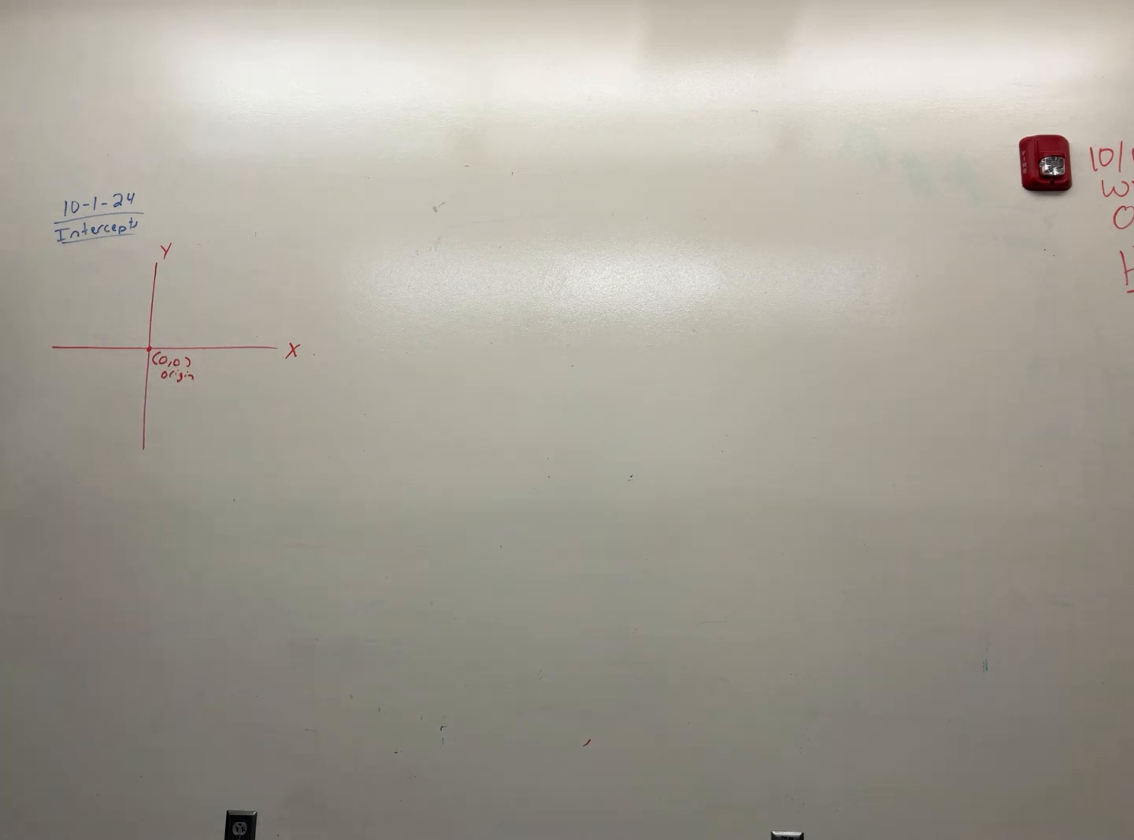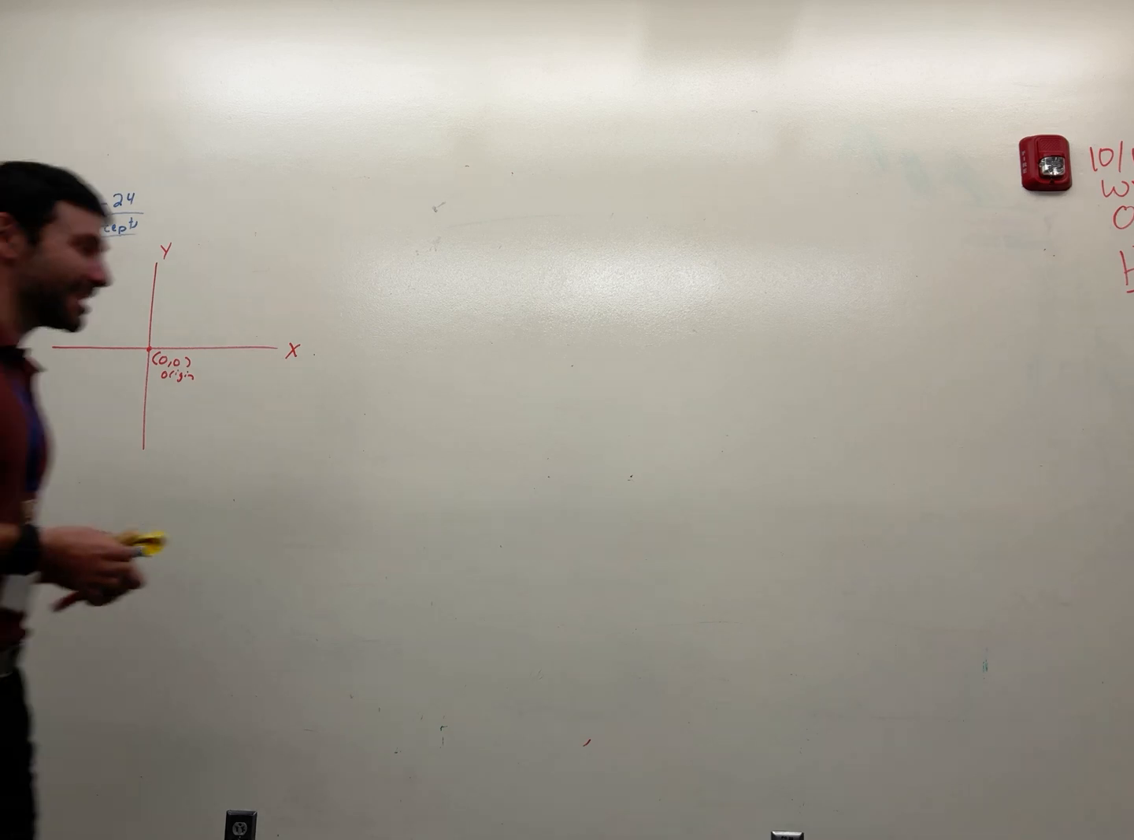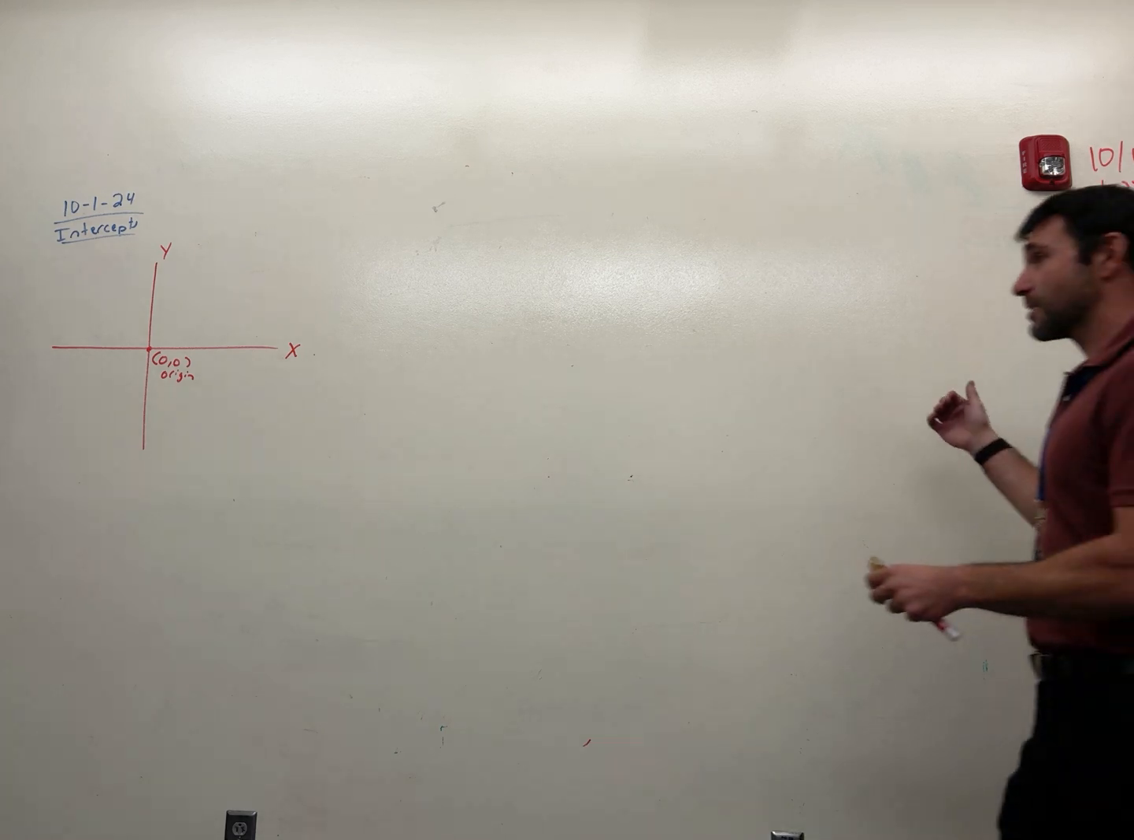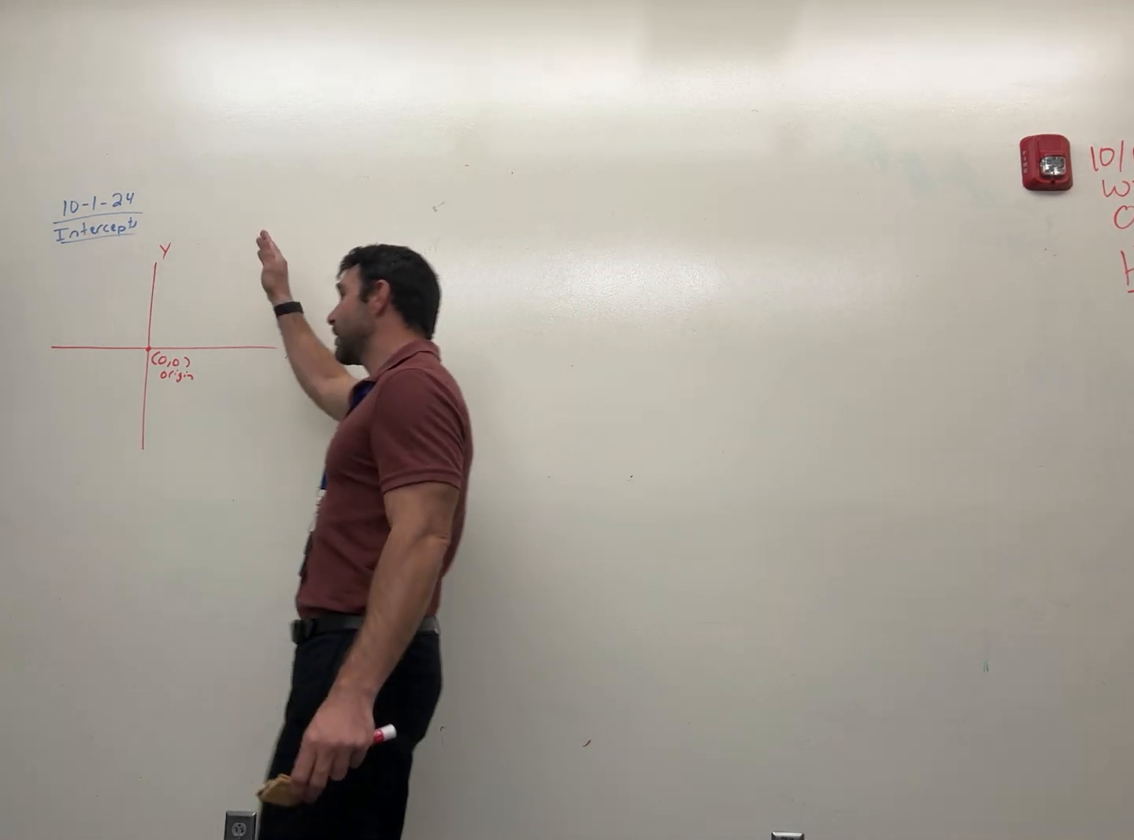This is a coordinate grid. This is a coordinate plane, coordinate grid. There are two axes called the x-axis and the y-axis. The x goes left and right. The y goes up and down.